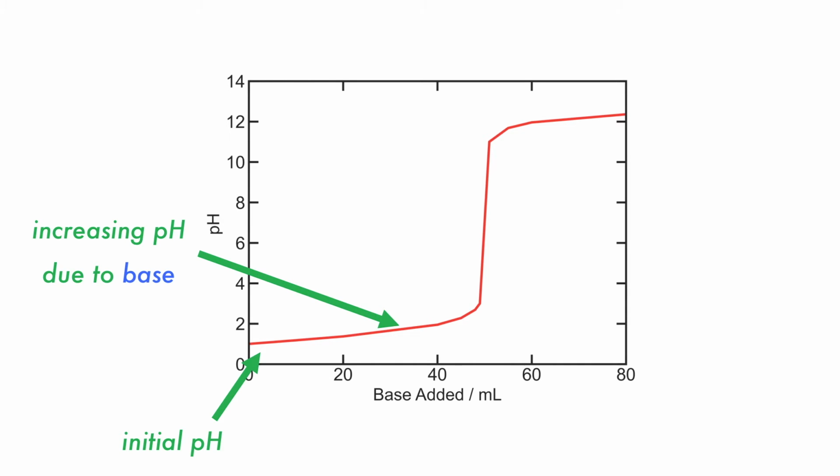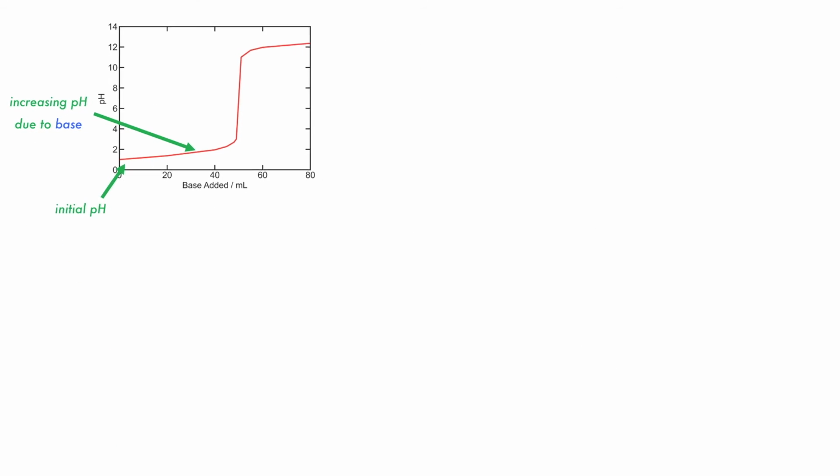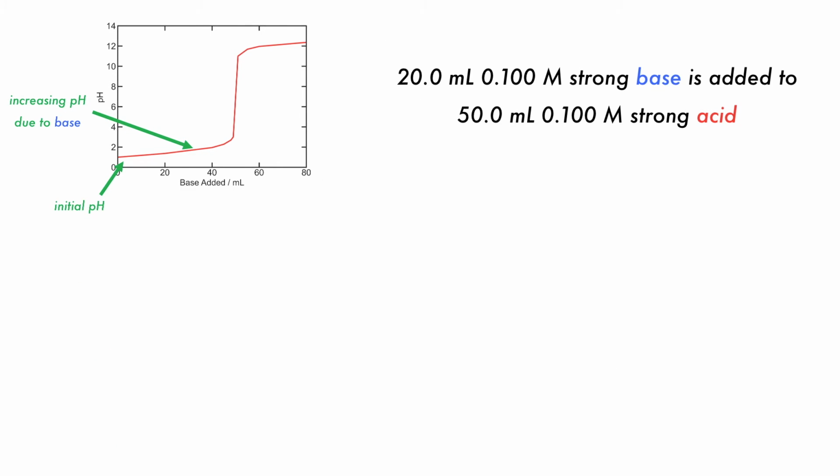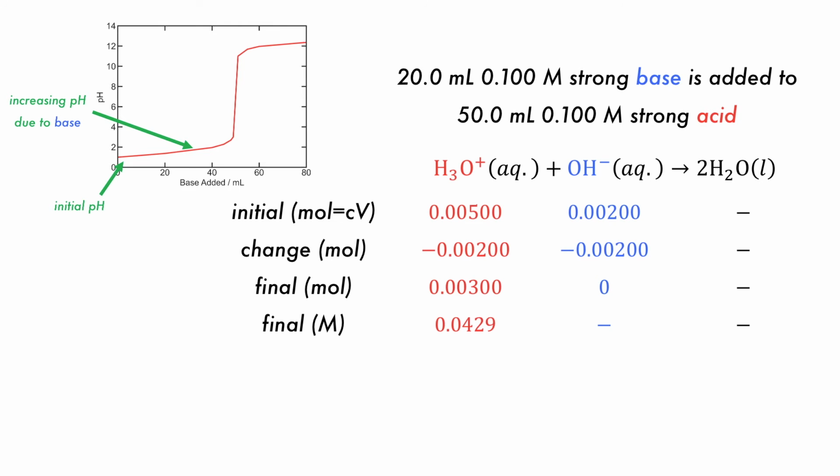Initially, the pH of the solution is 1, but as more base is added, this starts to increase. Let's determine the pH if 20 milliliters of strong base is added to our solution of 50 milliliters of strong acid. With our balanced equation, we need to calculate the concentration changes using a reaction table.